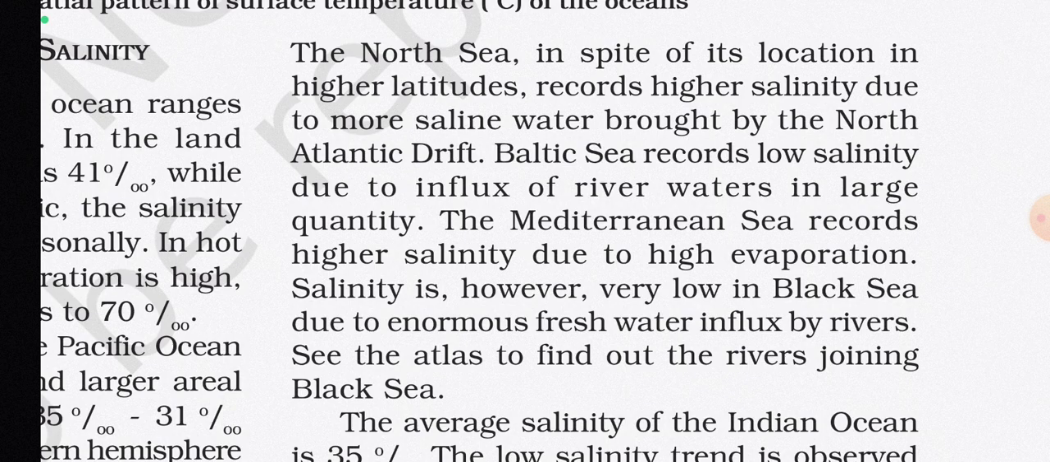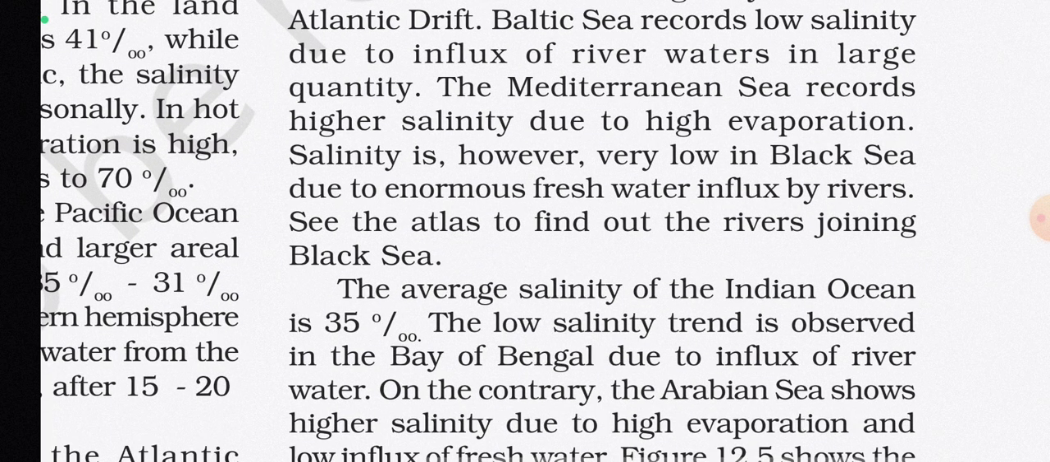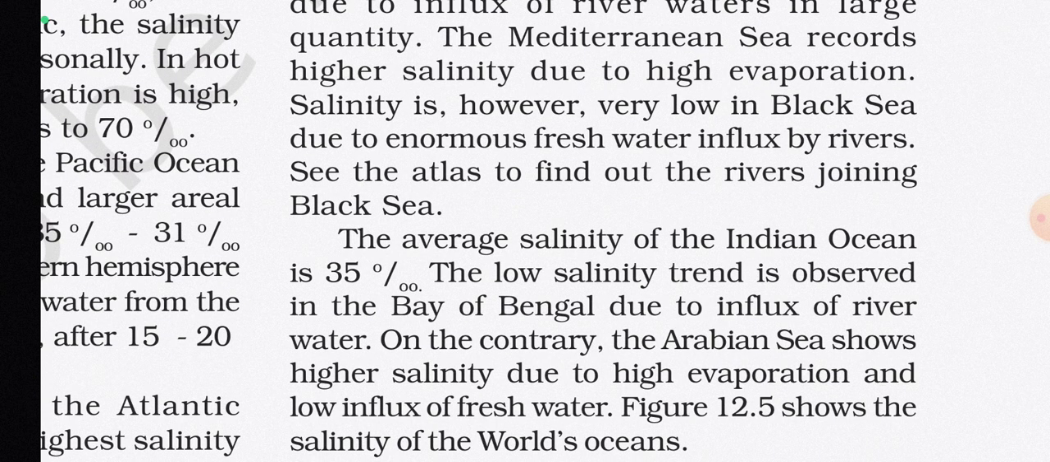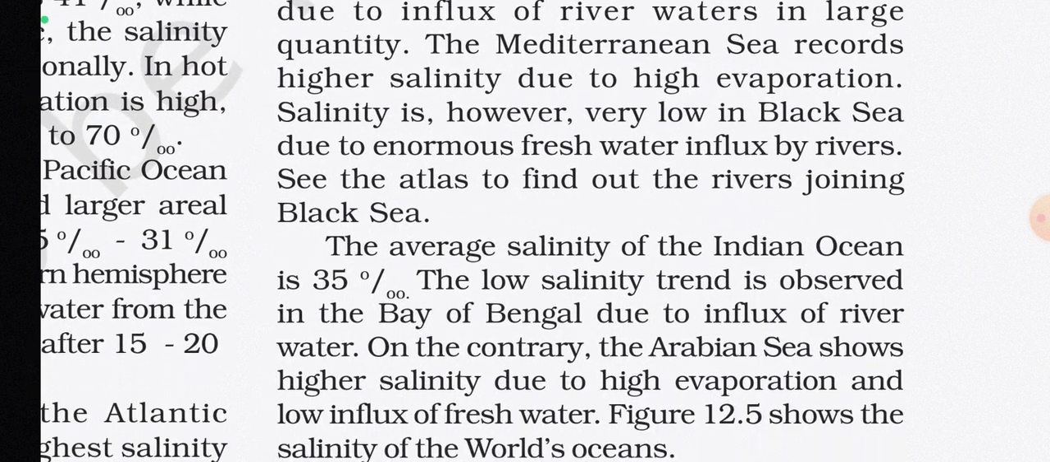तो डेफिनेटली यहाँ पर दिखाया जा रहा है कि नॉर्थ सी में ज़्यादा होगा, और या फिर बाल्टिक सी है और मेडिटेरियन सी, तो मेडिटेरियन सी में ज़्यादा होगा. Salinity is however very low in Black Sea. तो ये तीन दे दिया मान लो आपको, मेडिटेरियन, ब्लैक सी और बाल्टिक सी. तो हाईएस्ट होगा किसका, मेडिटेरियन का, लोएस्ट होगा ब्लैक सी का.